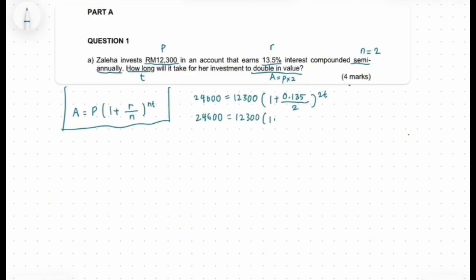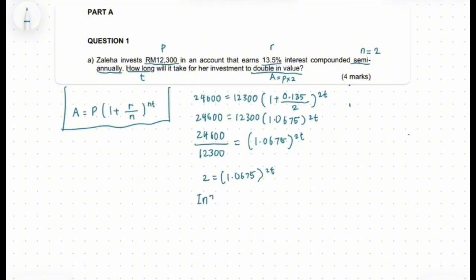The first thing I do here is substituting the values. Then I divide both sides by 12,300. I am solving for t now, but t is stuck in the exponent and I cannot use normal algebra. Hence, I use natural log (ln) to help bring down the exponent. As you can see, I'm taking the ln on both sides so that I can solve it like normal algebra.